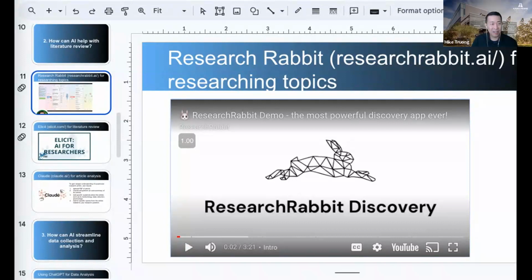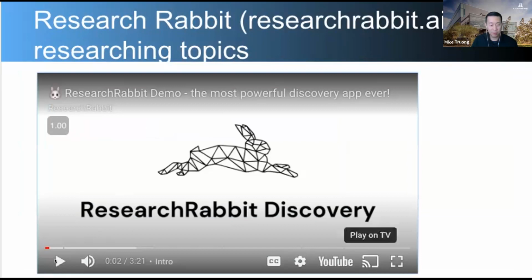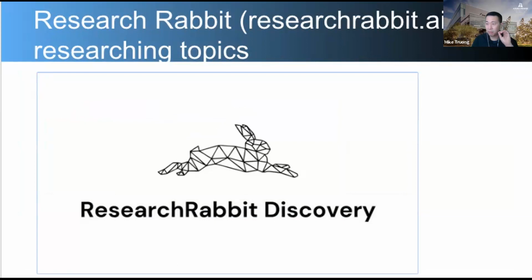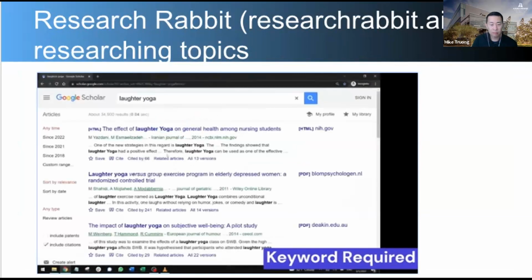All right, let me try to give you a better view of this. Okay, so in this demo, I'm going to show how Research Rabbit is completely different from Google and reimagines discovery for knowledge. But first, here's Google. In Google, you start with a keyword and then get a list of results.